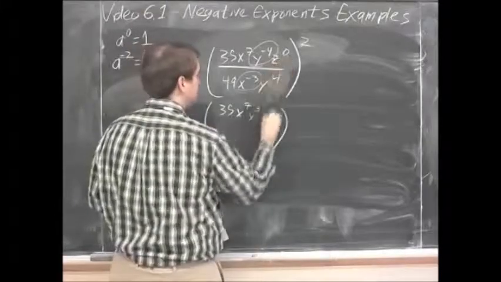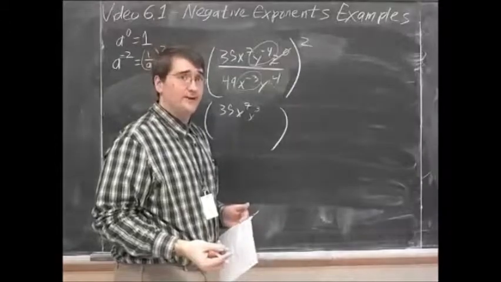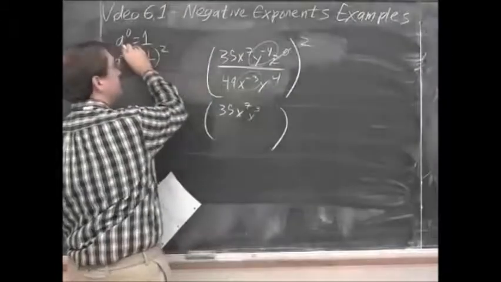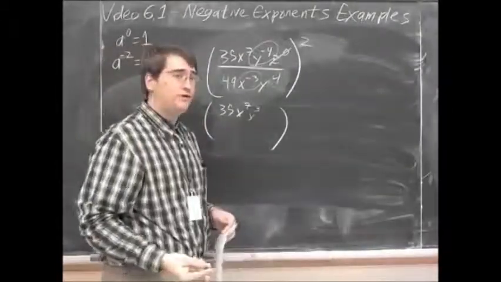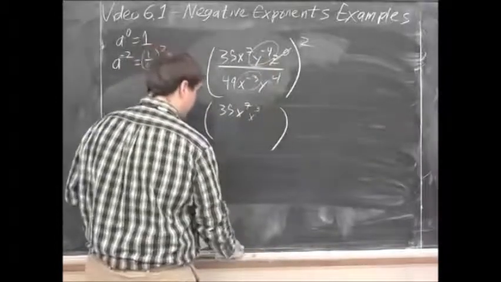And then the z to the 0, well, the z to the 0 is just 1. We don't even really need to consider that anymore, because the power of 0 means we turn it into 1. And we could write a 1 as a placeholder, but that's not really worth it. That y to the negative 4, that's going to go to the bottom.